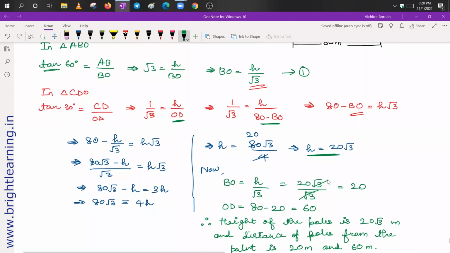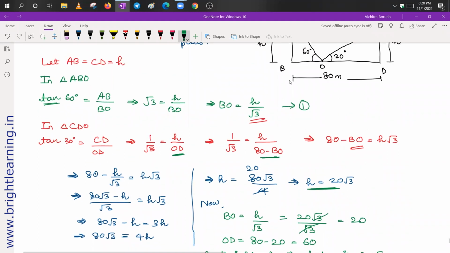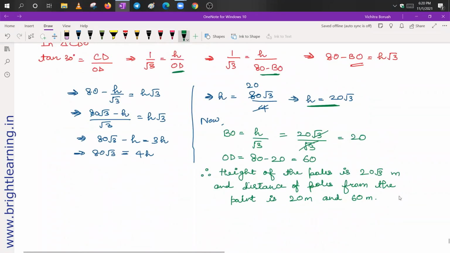Now similarly, we know that BO is h upon root 3. We have to find the distance of the point from both the poles. So BO distance is h upon root 3. Putting the value of h, we got 20 root 3 upon root 3. Root 3 gets cancelled out, and we got 20. So BO distance is 20 meters. So if this distance is 20 meters, obviously this distance will be 60 meters. So these are the required values. Understood, students? Any doubts in this question?